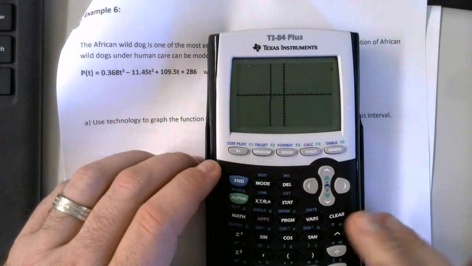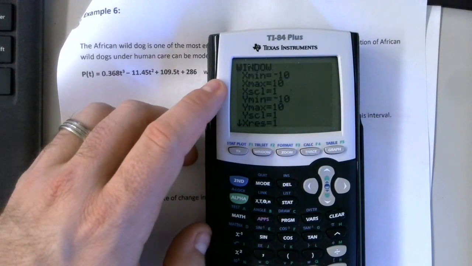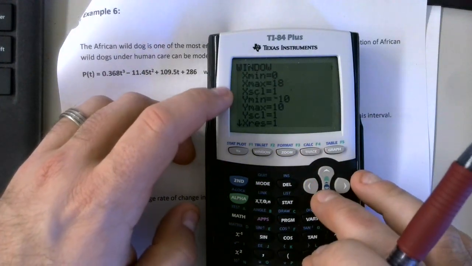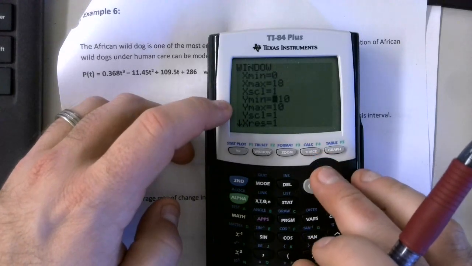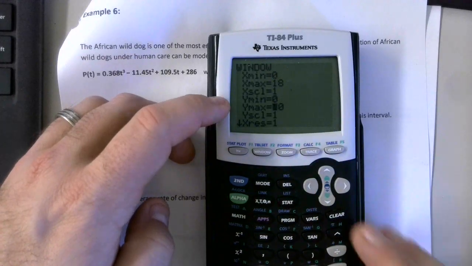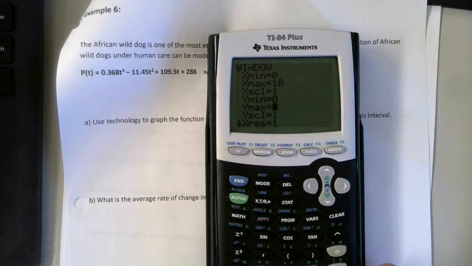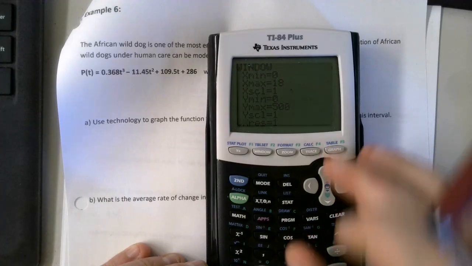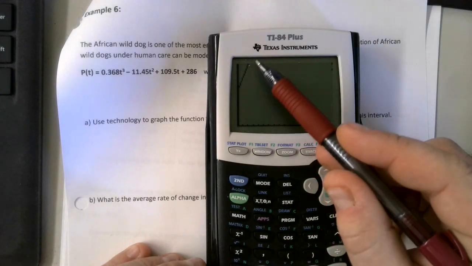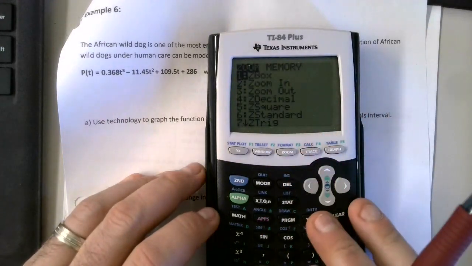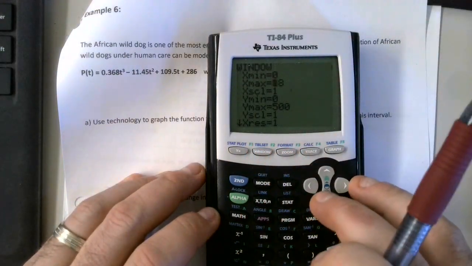So that's part of the graph. The window, I'm going to just change it from 0 to 18 for the x values. And for the y value, we're going to try to get it to pop up here. So we're going to go y min 0. And let's do y max up to, because it's definitely over the y-intercept of 286, let's do 500. And then let's hit graph. So now I can start seeing it. I might have to go a little higher. So I'm going to hit the window button and change this to maybe like 1,000.